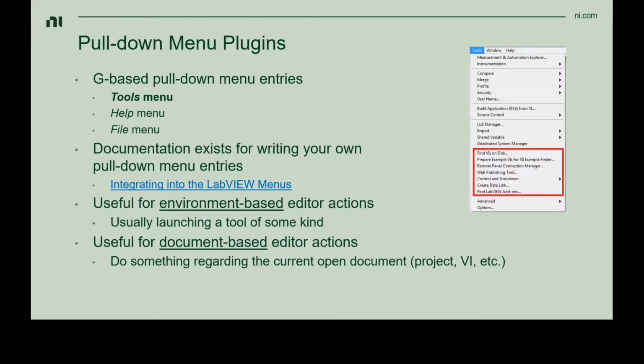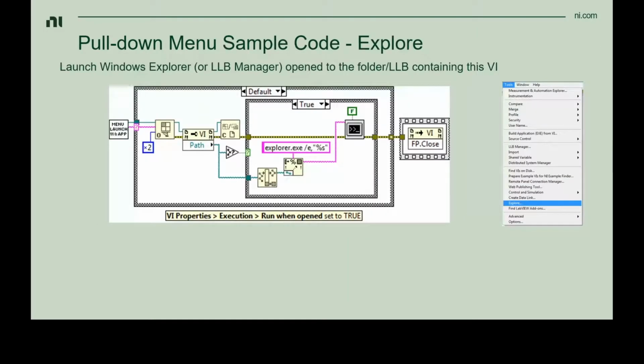Another thing that you might want to put in there is editor actions you want to perform on the current document itself. So if you want to do something with the current VI, you can add something to the tools menu that will operate on the current VI. This is an example of that. This is a plugin that somebody wrote, I think it might have been me, that lets you explore in Windows Explorer. It'll show you where this current VI exists on disk. You would go to the Tools menu and select Explore.